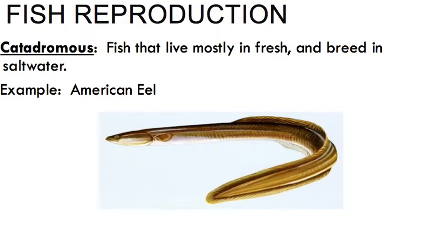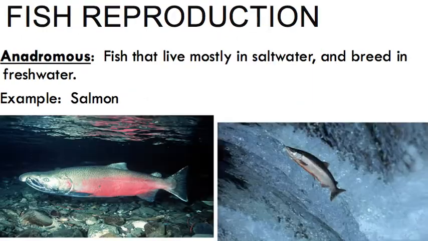All right. Now to go into fish reproduction, and we're going to talk about some different types of reproduction that they go through. So the first is catadromous fish. These guys are going to live in fresh water and breed in salt water. An example of a fish that does this is the American eel. On the opposite of that, you have anadromous fish that are going to live mostly in salt water, but they're going to go to breed in fresh water, like salmon are going to do.